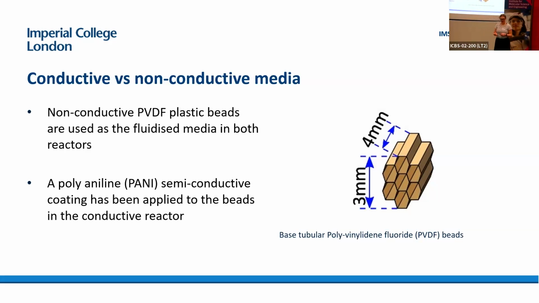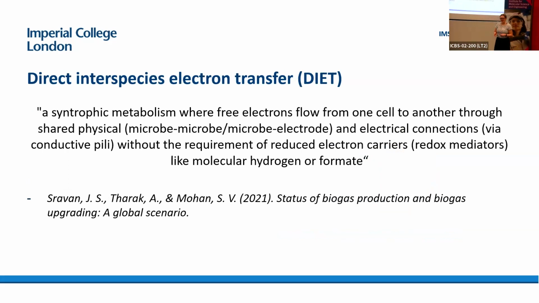Now, the reason that we are looking into this is because of a metabolic phenomenon called direct interspecies electron transfer. Some of you might be familiar with the term, but to cover all bases, it's summarized very nicely in this paper as a syntrophic metabolism where free electrons flow from one cell to another through shared physical and electrical connections without the requirement of reduced electron carriers like hydrogen and formate.